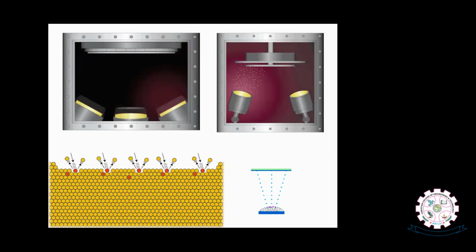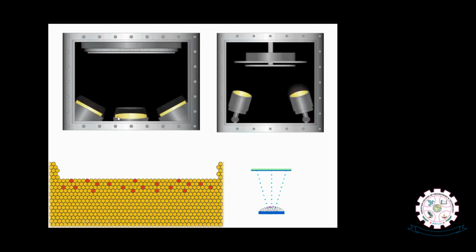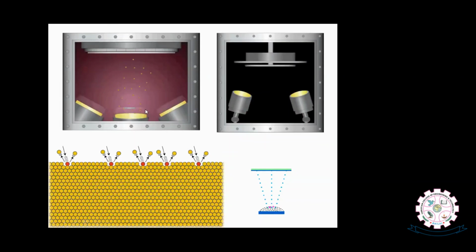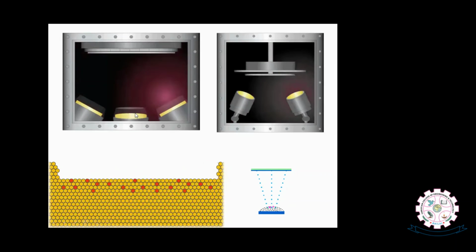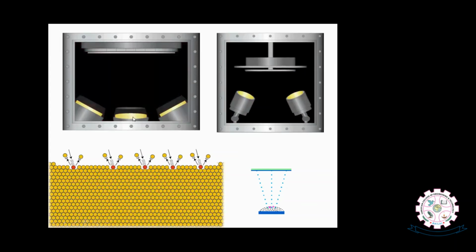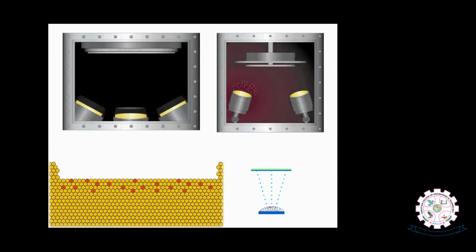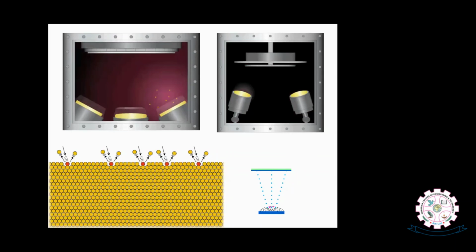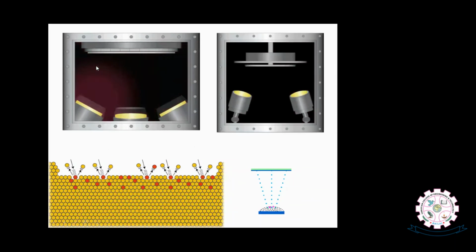Why is magnetron used? The magnetic field will confine the electrons in the vicinity of the cathode, the target, so that they will release the ions or the target material atoms, and they will fall onto the substrate. So that is how the deposition occurs.